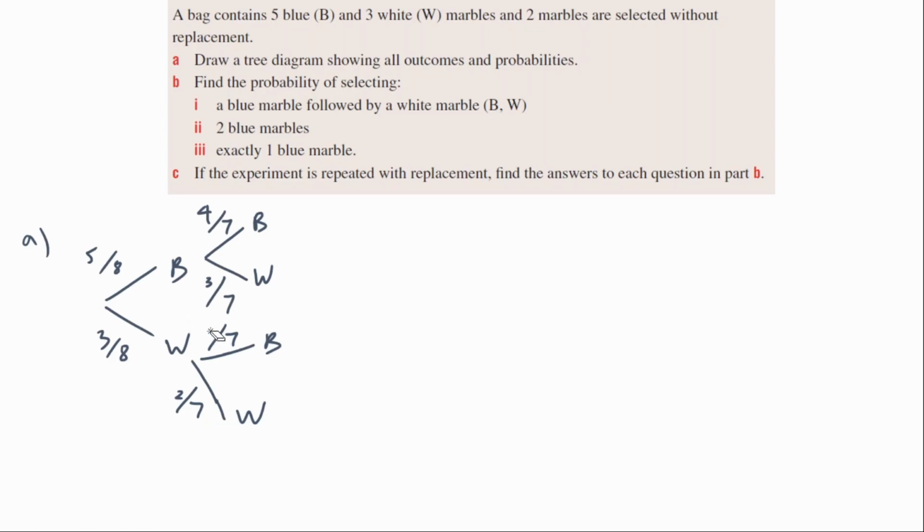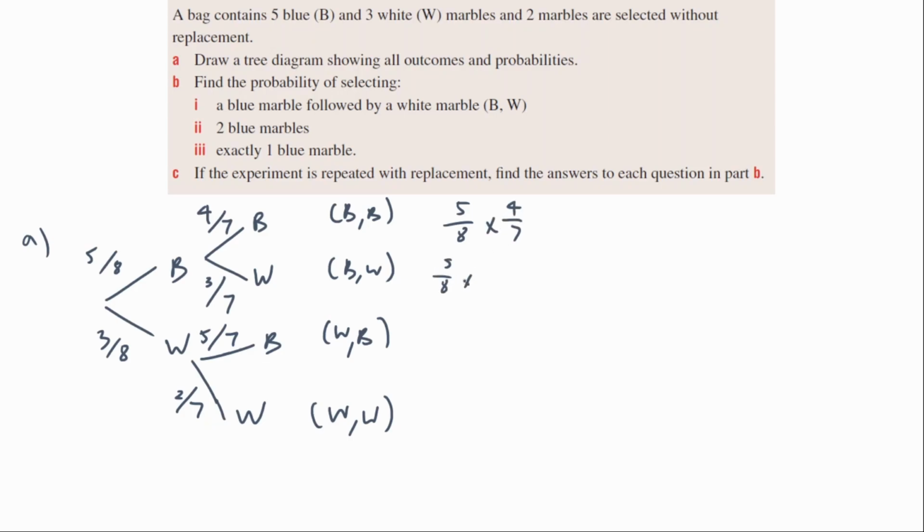I'll just fix up that 5 there so it looks a bit better. And now we're going to write out our outcomes. That's blue, blue, that's blue, white, that's going to be white, blue, and that's going to be white, white. And to find the probabilities, same thing. Just follow the path and multiply the fractions. It's going to be 5 over 8 times 4 over 7. This one's going to be 5 over 8 times 3 over 7. This one's going to be 3 over 8 times 5 over 7, and this one's going to be 3 over 8 times 2 over 7.